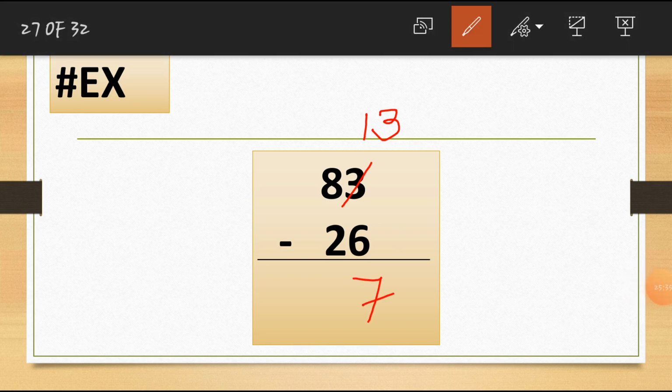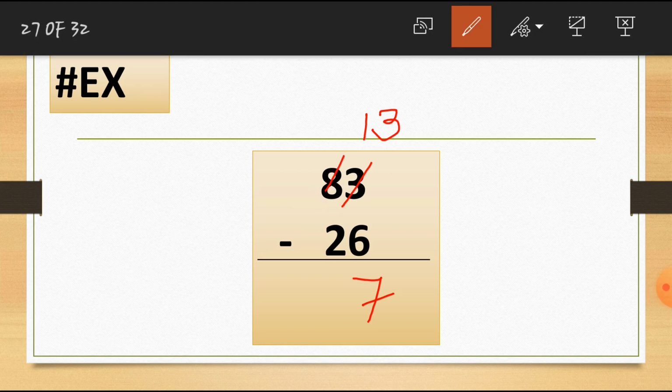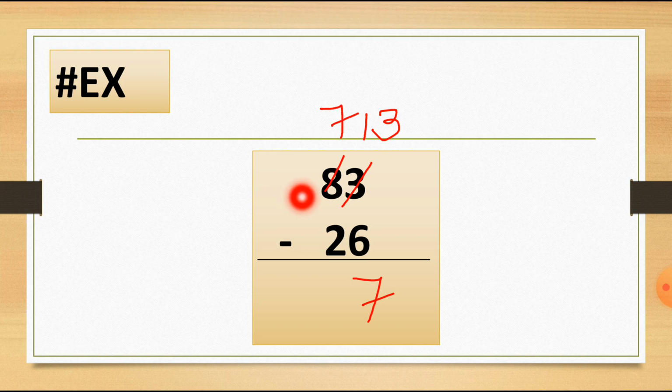So I write number 7 here, and we have to cut one number from this 8. So I cut this 8 number here and write down 7 number. So 8 minus 1 is equal to 7. So I write this 7 here.